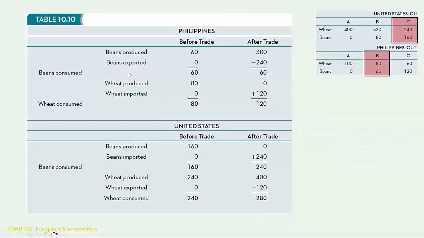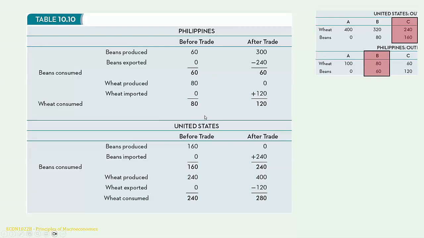So if we look here before trade, so if they didn't trade, these are the figures from before. They would produce 60 million bushels of beans, and they would produce 80 million bushels of wheat. This is the Philippines before trade. And so their total economic pie, you could say, is 80 units of wheat and 60 units of beans. We look down below, this would be the United States. This is their point on their production possibilities curve, where they would prefer on their own, if they didn't do any trade, to have 160 million bushels of beans and 240 million bushels of wheat. Okay, so that's before trade. So now let's think about what happens when they do trade.